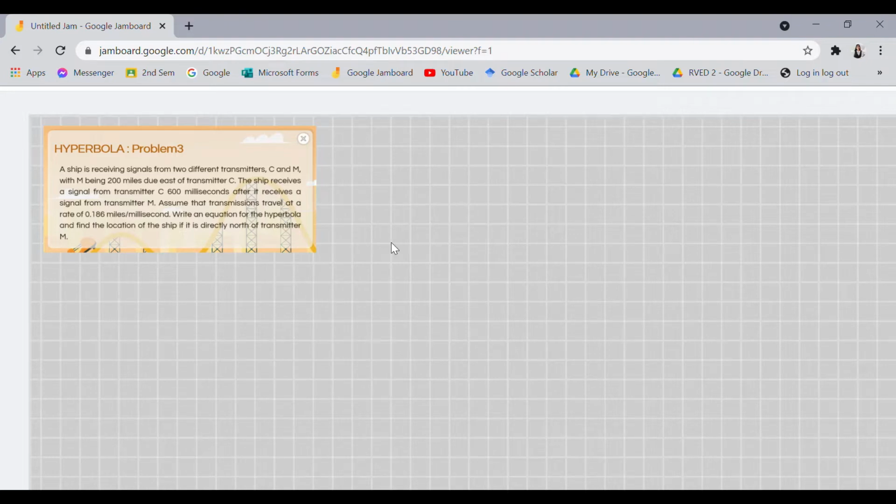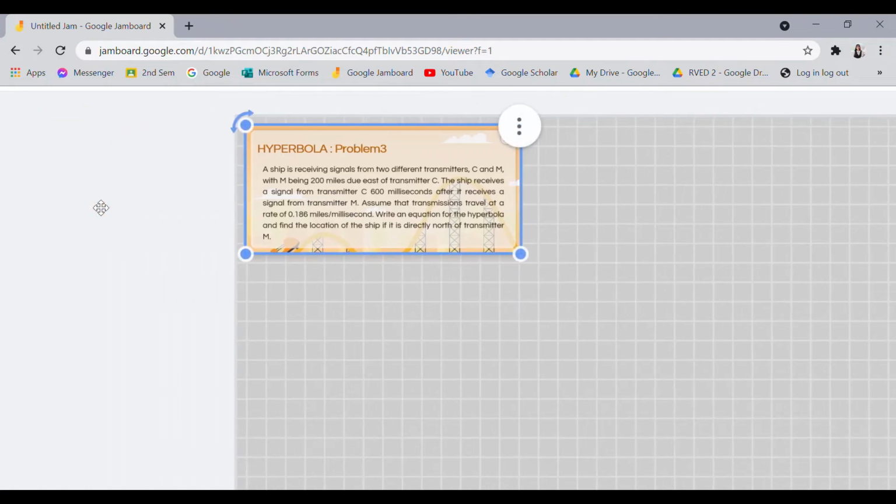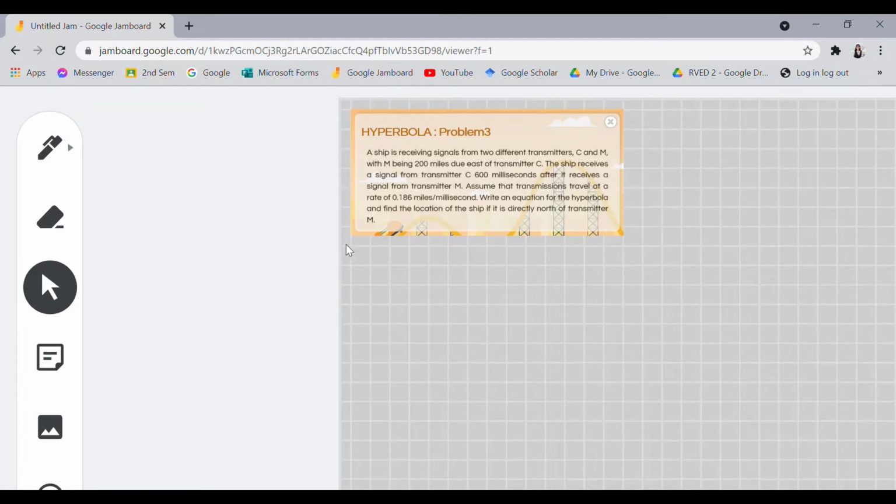The ship receives a signal from transmitter C 600 milliseconds after it receives a signal from transmitter M. Assume that transmission travels at a rate of 186,000 miles per millisecond. Write an equation for the hyperbola and find the location of the ship if it is directly north of the transmitter M. So, isa-isahin natin siya. In the problem, the given measurements are 200 miles. Okay, so that is 200 miles between C and M.